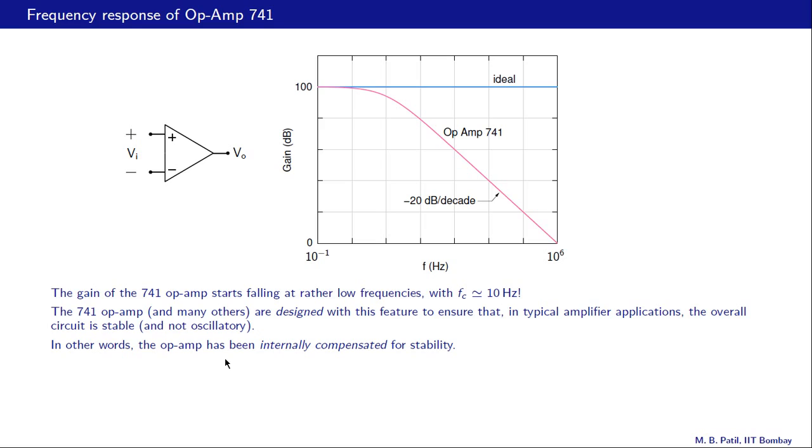For now, it suffices to know what the op amp 741 frequency response is like, and with that in mind we will now try to understand the frequency response of the inverting amplifier, which we saw in the last slide.